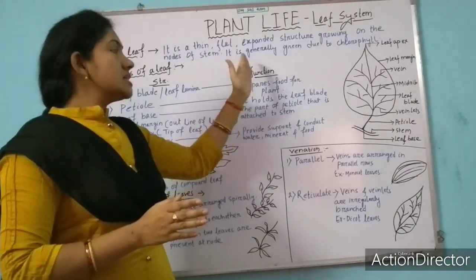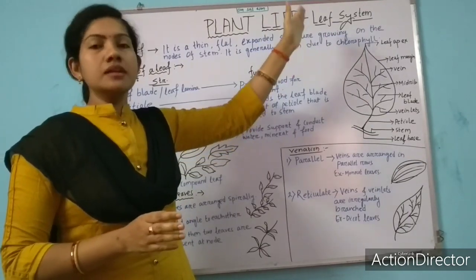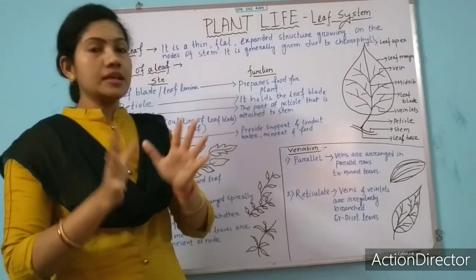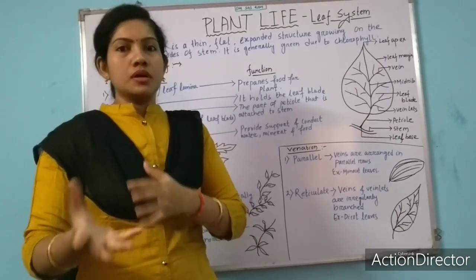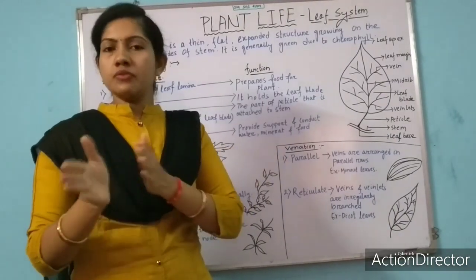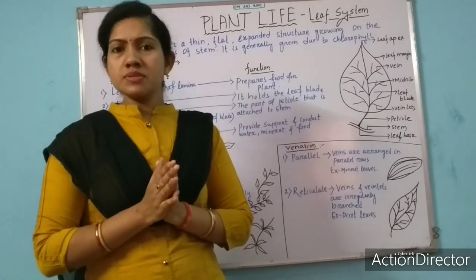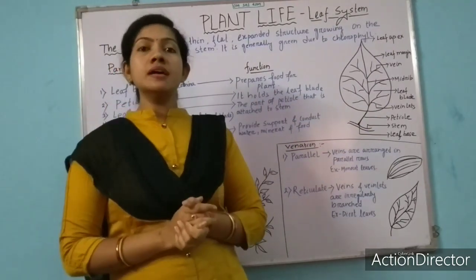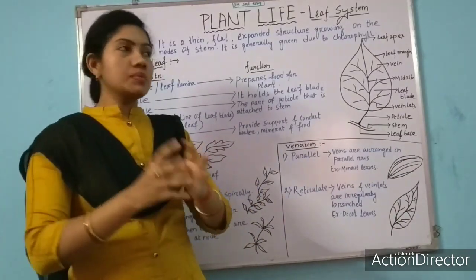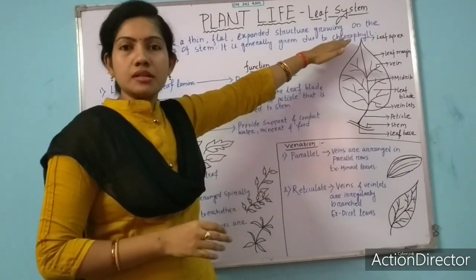It is generally green in color due to the presence of chlorophyll. Here I have written generally because there are some other colors also, but now we will not go for the other colors of leaves. We will take the general color of leaf, that is the green color. And why is the leaf green in color? Due to the presence of the pigment chlorophyll.